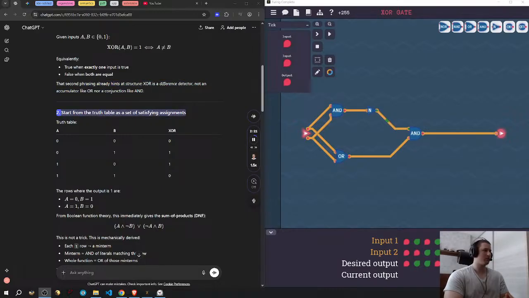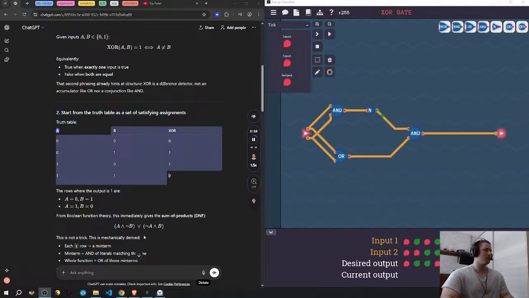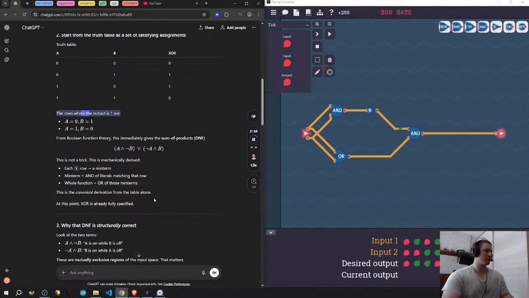2. Start from the truth table as a set of satisfying assignments. Truth table: a, b, output. The rows where the output is 1 are a equals 0, b equals 1, and a equals 1, b equals 0. From Boolean function theory, this immediately gives the sum of products, the DNF: (not a and b) or (a and not b).